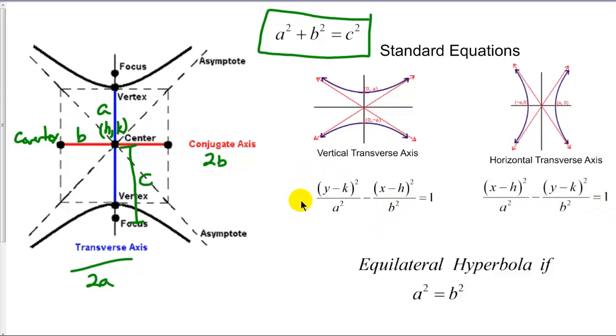To distinguish once again, we find out which term is actually leading, in other words, which term is positive. If the y term is positive, then that hyperbola goes up and down. If the x term is positive, then that hyperbola goes left and right. We have an equilateral hyperbola if a squared is equal to b squared, by definition.